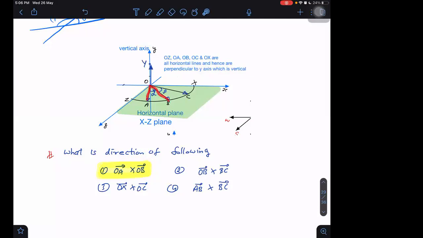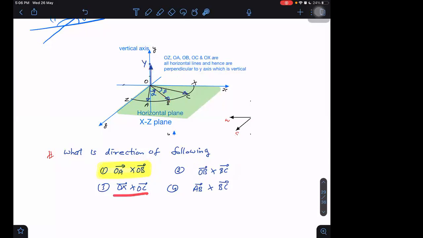Are you able to tell that direction? That direction will be along J cap? Yes, sir. Very good. Then you tell me, what is the direction of OB cross BC? CBSE students only. J cap, sir. OB cross BC is a similar type. It will also be pointing J cap only.